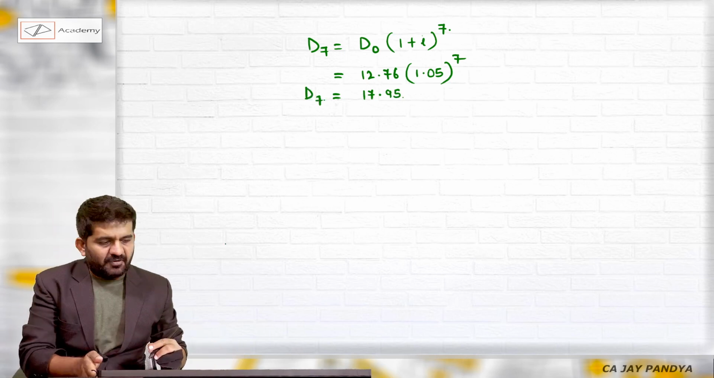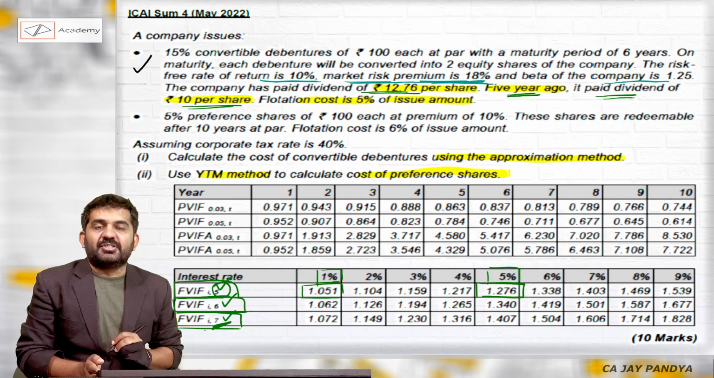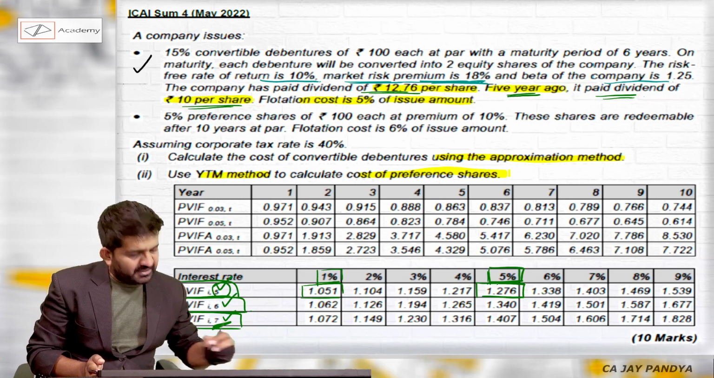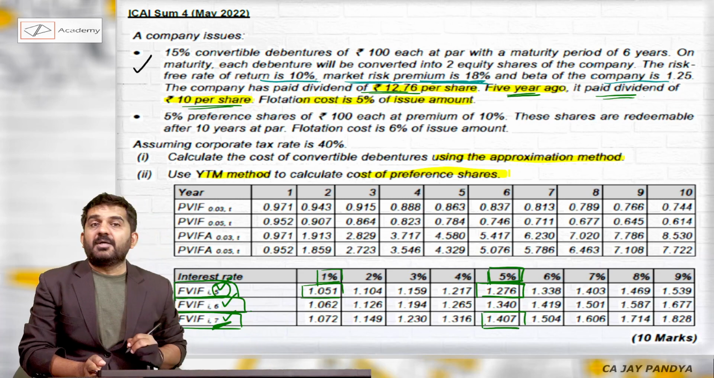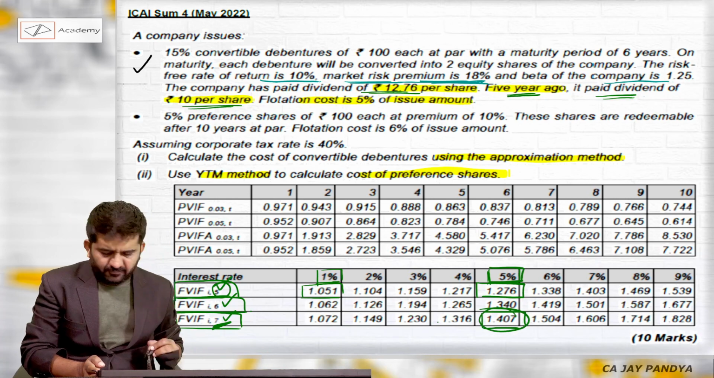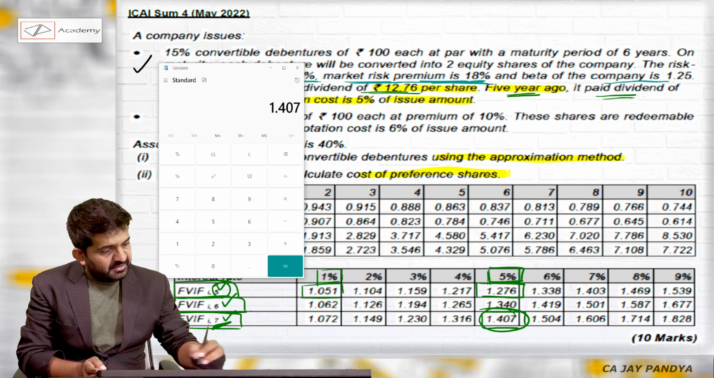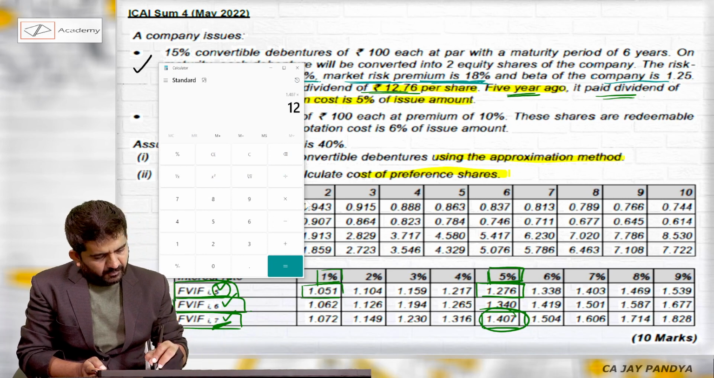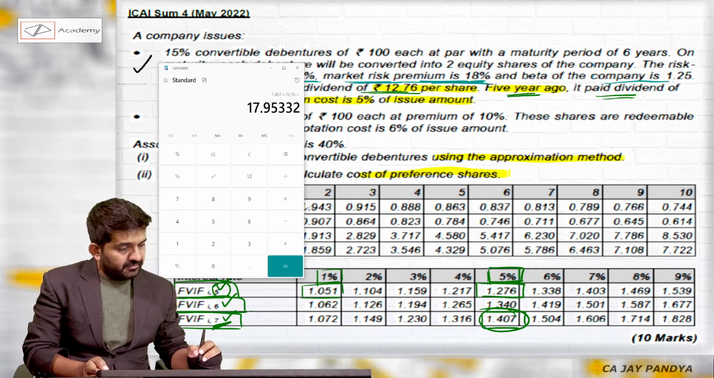This can also be found out from our table. 7 years at 5% rate of return, how much 1 rupee will become is 1.407. This answer 1.407 multiplied by 12.76, I'll be getting same answer, that is 17.95.